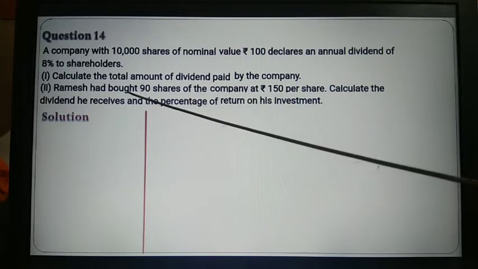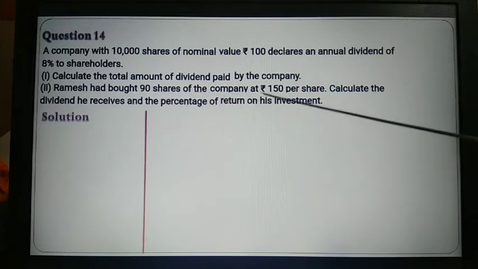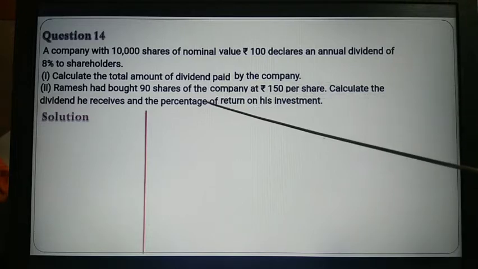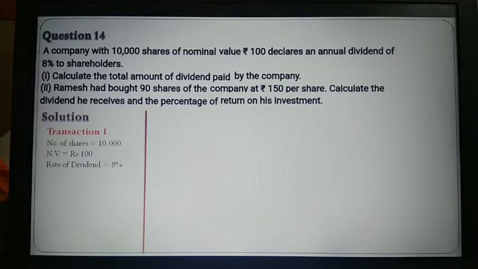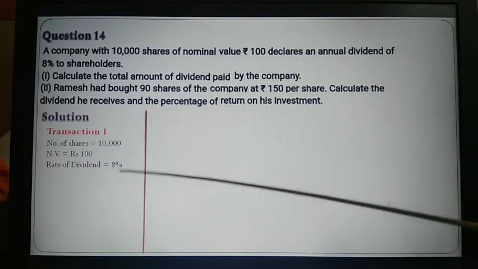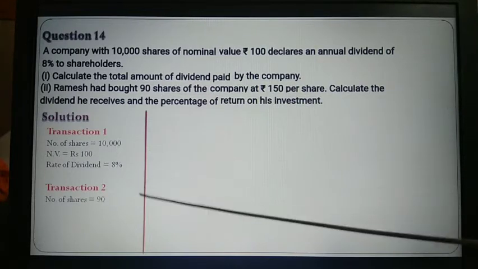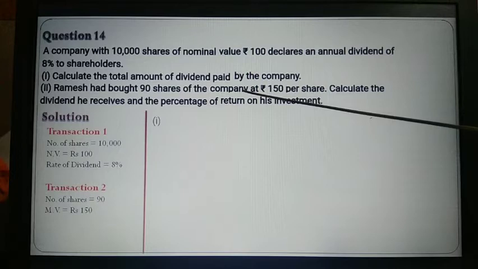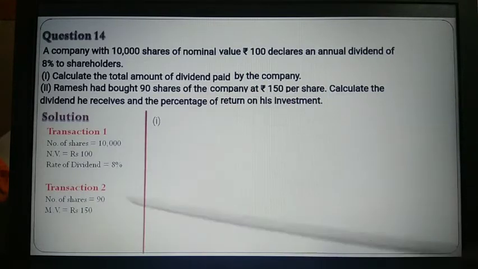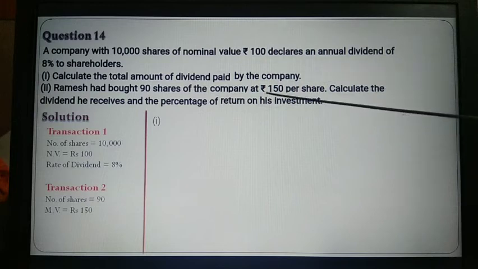The second part says, Ramesh had bought 90 shares of the company at rupees 150 per share. You need to calculate the dividend, that is the annual income he receives, and the percentage of return on his investment. So in the first transaction, we have number of shares, nominal value, and rate of dividend given. Now in the second transaction, Ramesh has bought 90 shares, so my number of shares will be 90. And my market value is going to be rupees 150, because Ramesh bought at this much.